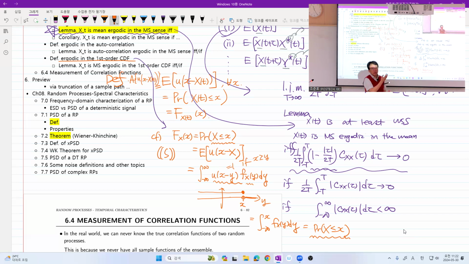Of course, we never know this covariance function. So even though our test does not justify our assumption, if it is totally violated, then we can say that, okay, I cannot assume ergodicity. So let's see.